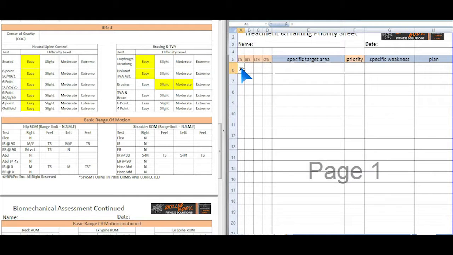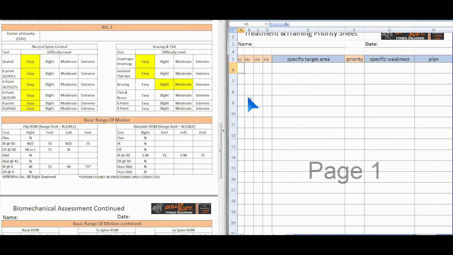The next column is to release. So these are hands-on techniques that you can use, whether it's just basic stretching, or some other techniques that you use, depending if you're in the fitness world or you're in the therapy world.